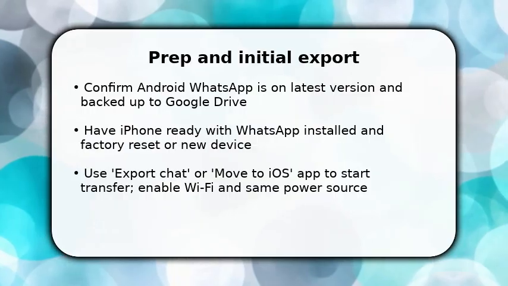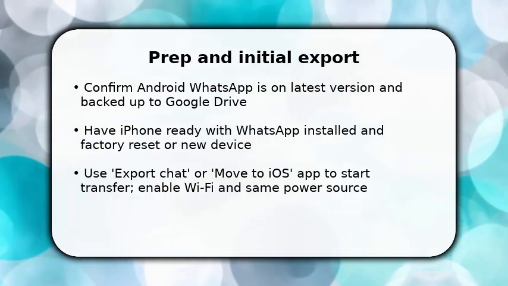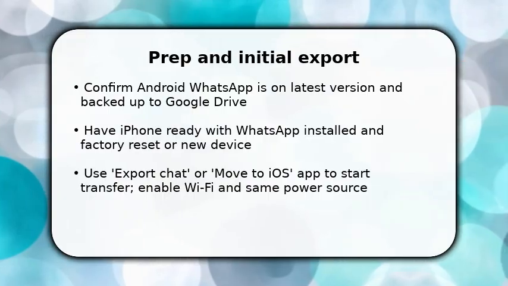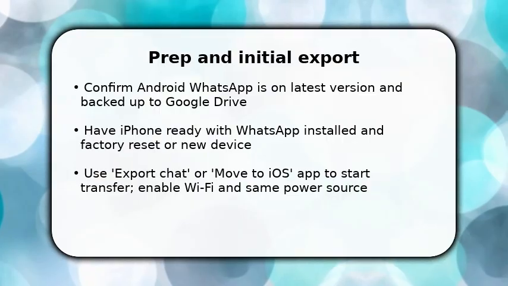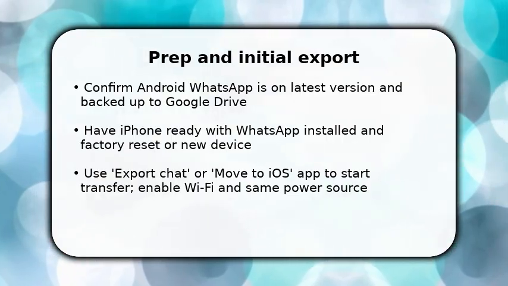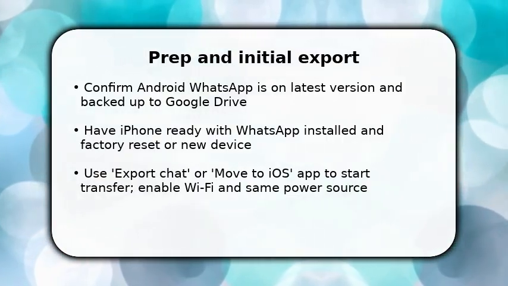Next, install Move to iOS on the Android phone and factory reset the iPhone, or use a new device, so Move to iOS can run. Once done, open Move to iOS, follow pairing prompts, and select WhatsApp transfer.